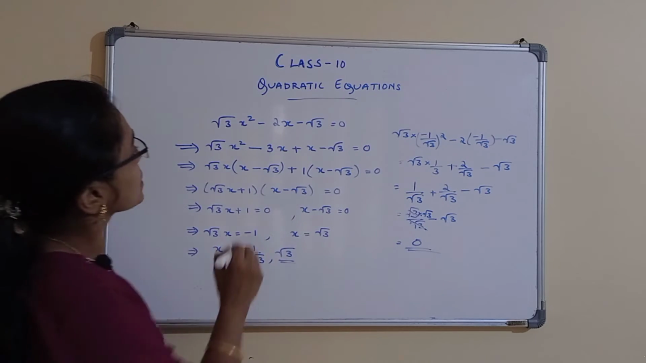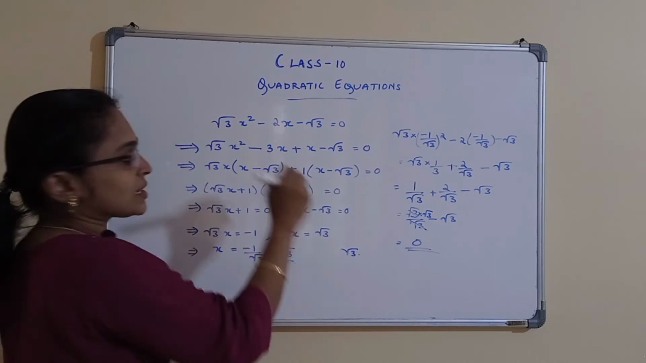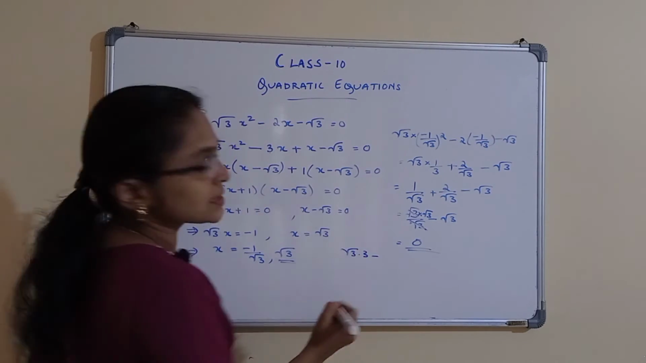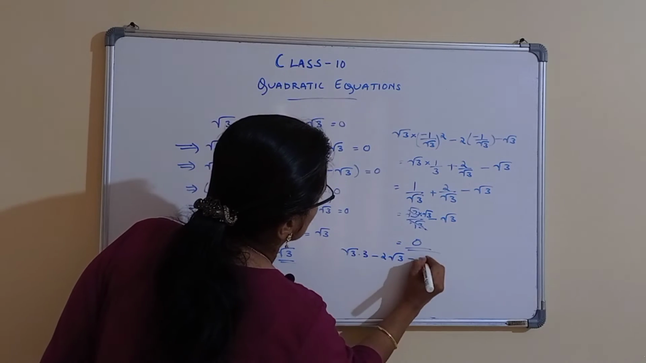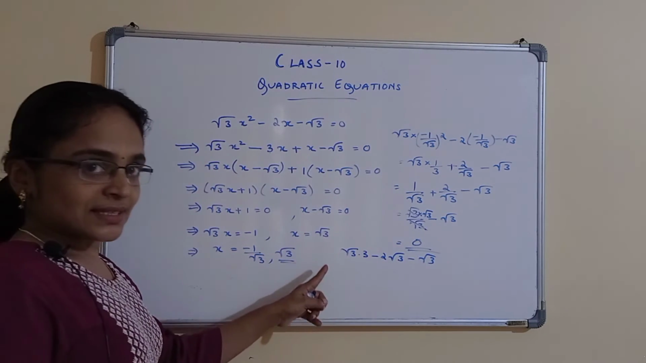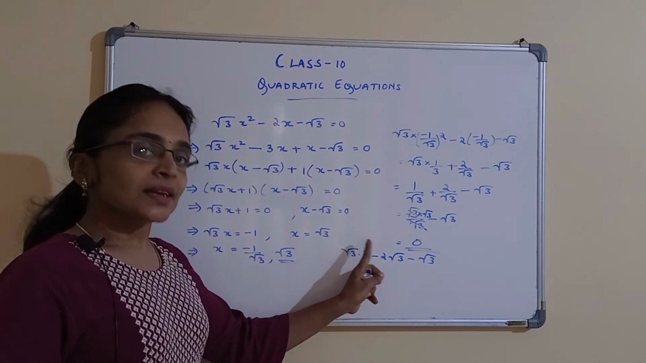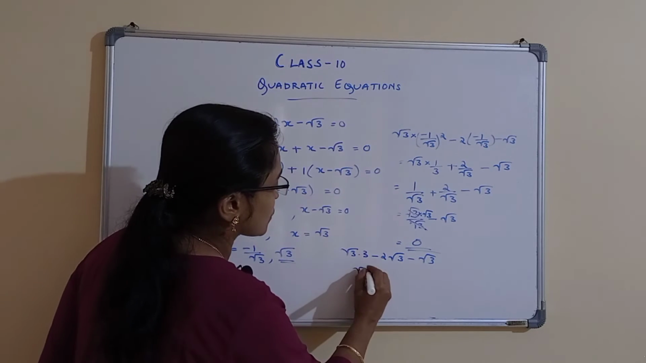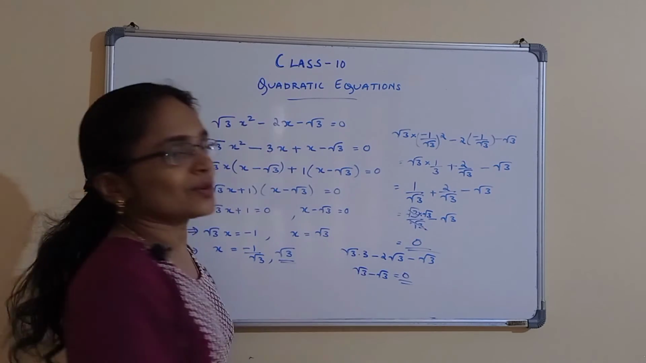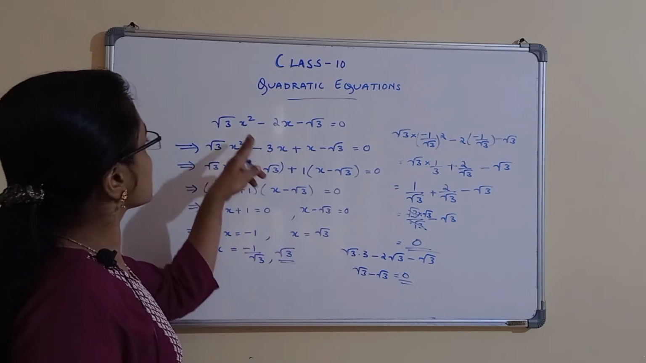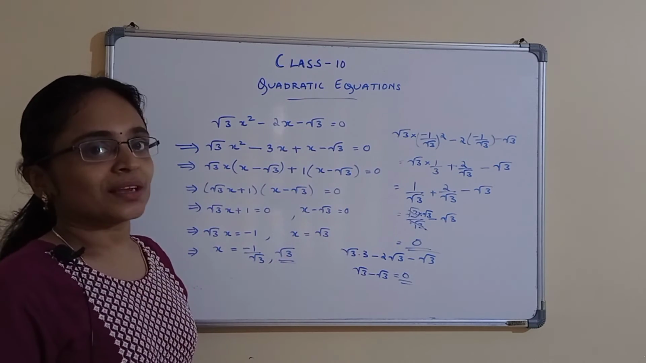We can check for root 3 also. Root 3 into root 3 squared is 3, minus 2 into root 3, minus root 3. That is 3 root 3 minus 2 root 3, this is 3 root 3. 3 root 3 minus root 3 is root 3, then minus root 3 which is equal to 0. So, the roots of this equation are minus 1 by root 3 and root 3. Okay.